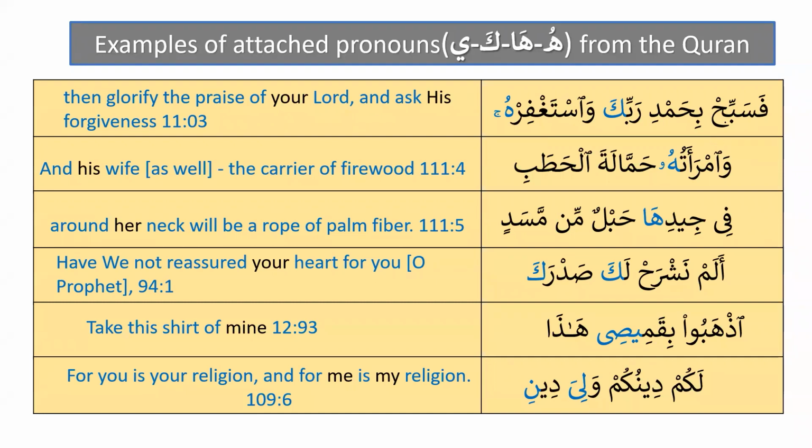So we have the first one, fasabbih bihamdi rabbika wastaghfirhu. Here we have rabbika, so ka is the attached pronoun, that means your Lord, and then we have wastaghfirhu, and seek his forgiveness. Hu refers to Rabb, the Lord. Now we know bihamdi is jar majroor, and also it is used as mudaf. It is mudaf, and that's why Rabbi is majroor, because it is mudaf ilayh. And we know that the attached pronouns are always used as mudaf ilayh.